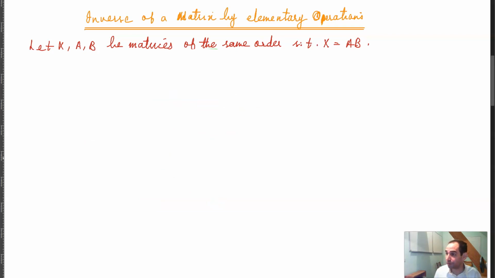Now, in view of the above discussion, we conclude that if A is a matrix such that A inverse exists, then to find A inverse using elementary row operations, write A is equal to IA and apply a sequence of row operations on A is equal to IA till we get I is equal to BA. The matrix B will be the inverse of A. Similarly, if we wish to find A inverse using column operations, then we write A is equal to AI and apply the sequence of column operations on A is equal to AI until we get I is equal to AB.